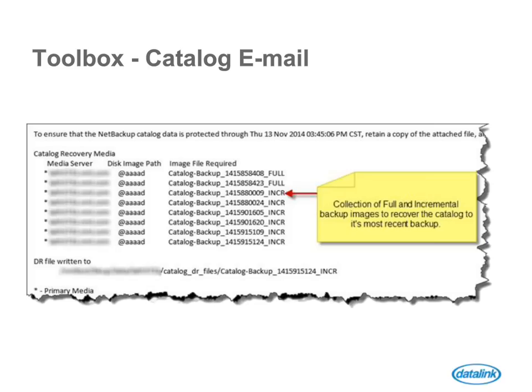Also, later in the email, it'll list out every image that it used for the catalog backup, whether they're full or incrementals, and then where they're at. And then it'll also remind you where the DR file is written to.